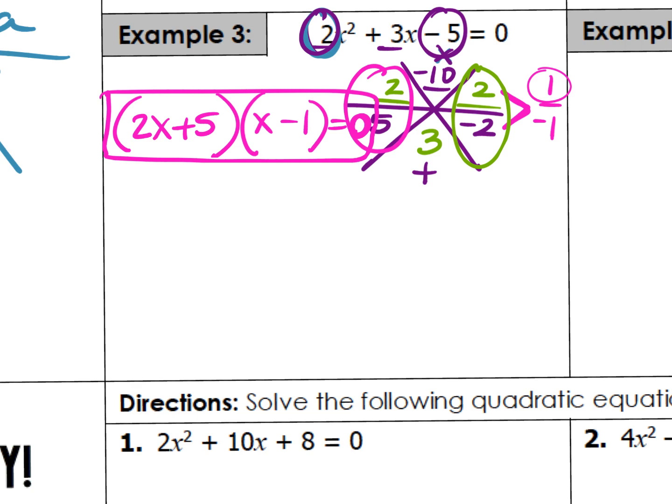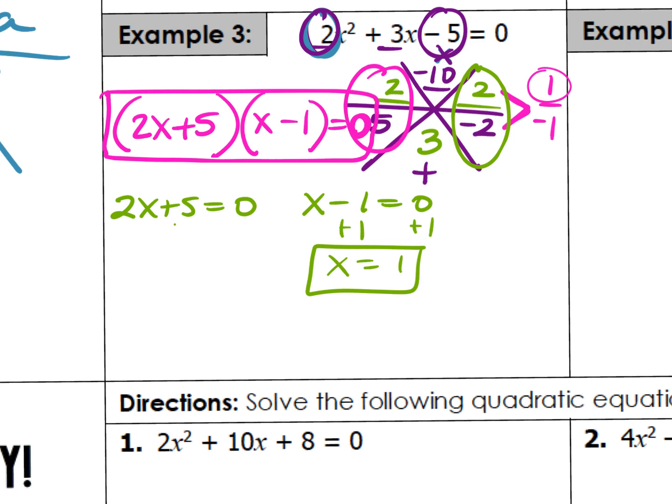Got it. Okay, so this one, now you say 2x plus 5 equals 0 and x minus 1 equals 0, and you solve them both. So this one's quick. Add 1, x is 1. This one, you've got 2 steps. Take away the 5. So 2x equals negative 5, and then divide by 2. So x equals a negative 5 halves, or if you like it better, you can say a negative 2.5.